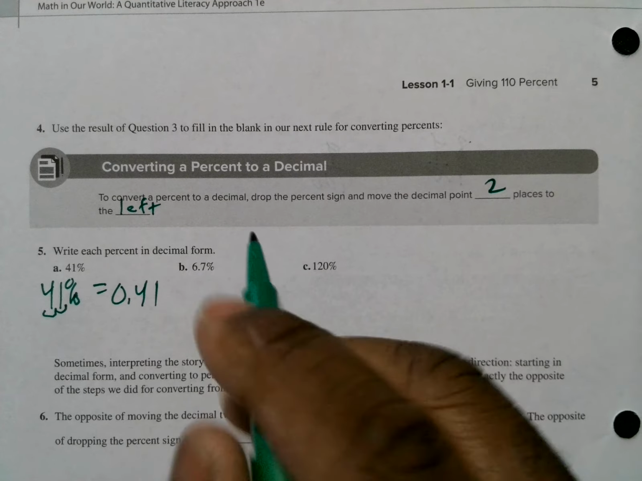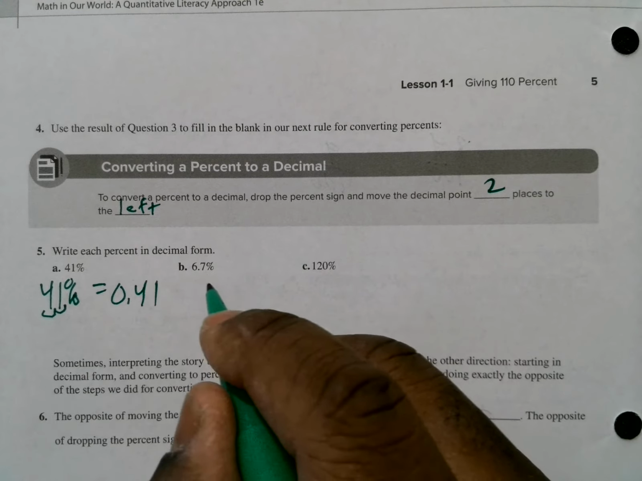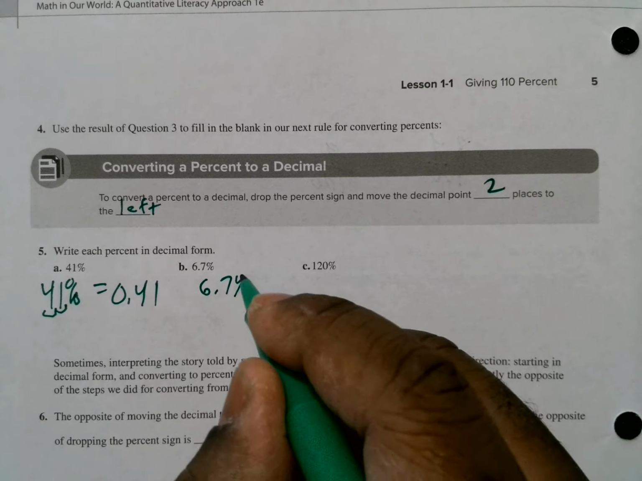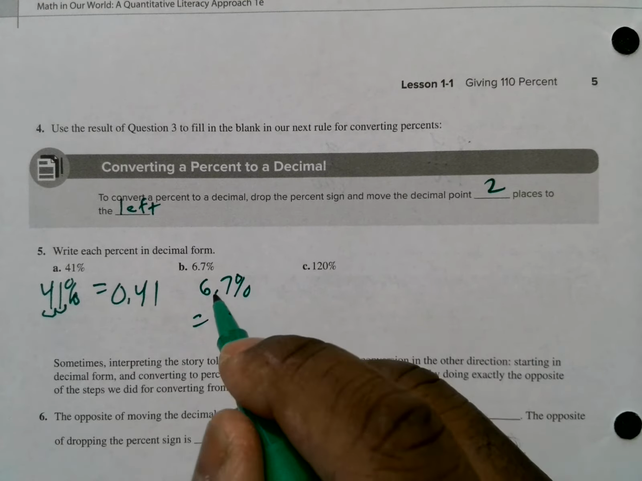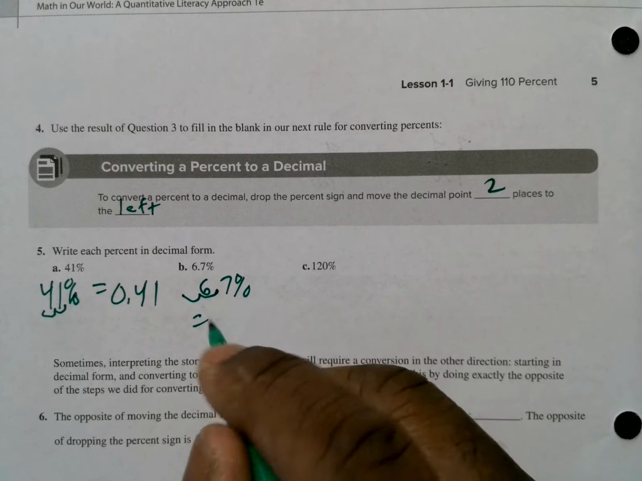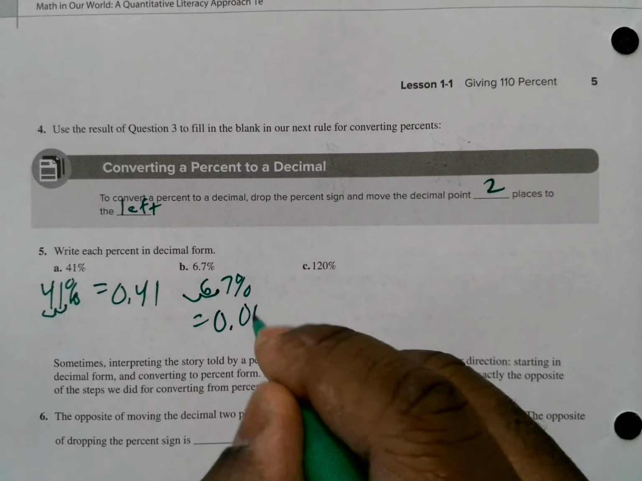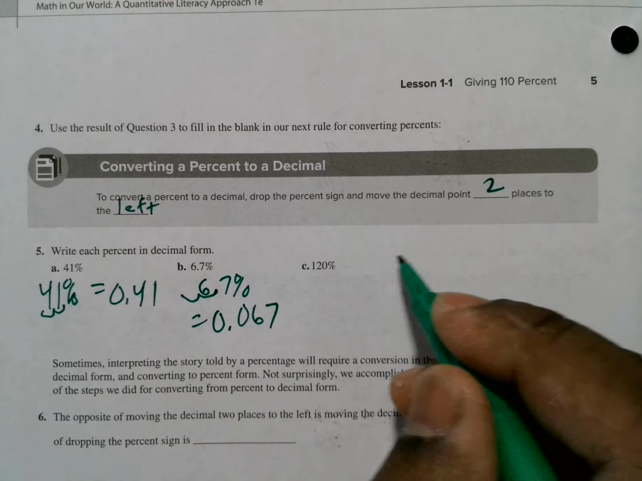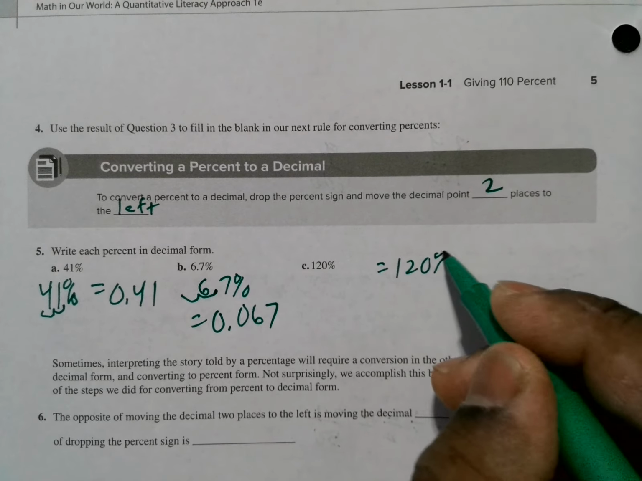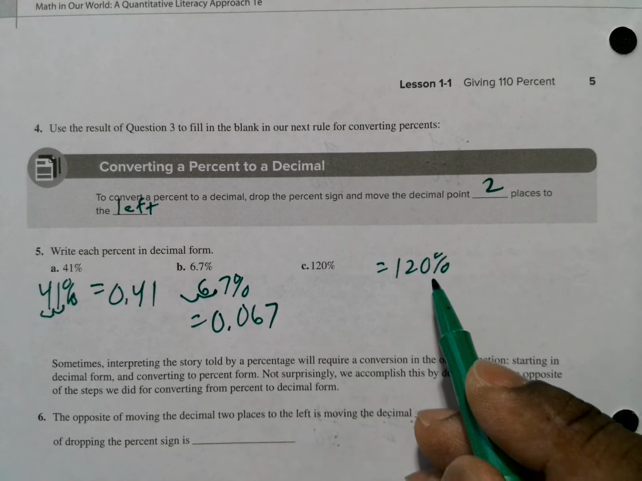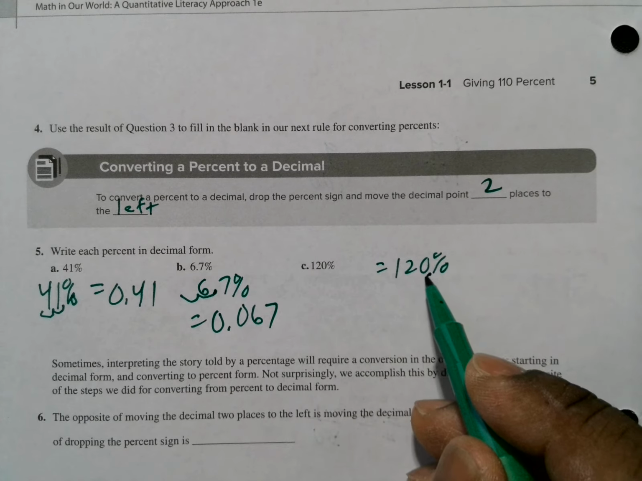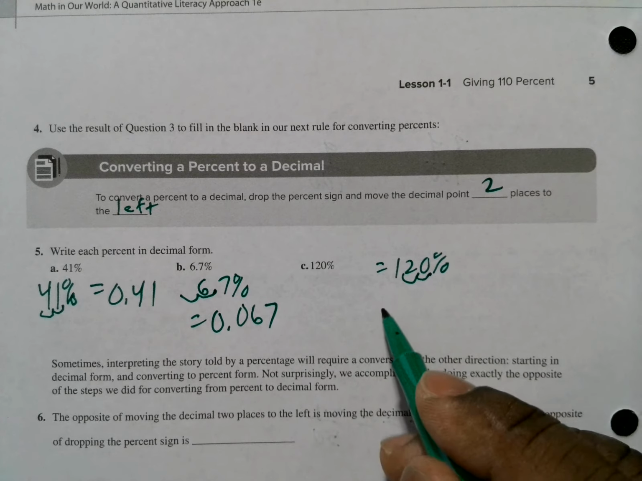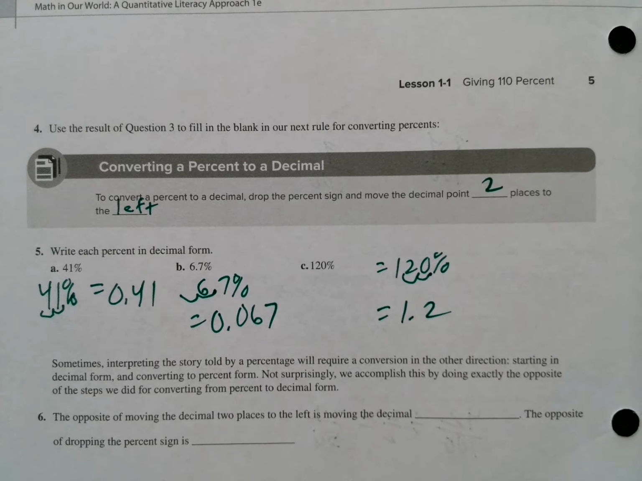Now with the 6.7%, again, we had 6.7%. We would drop this percent and move this decimal 2 places to the left, and it'll give us 0.067. And finally, 120%. We'll drop this percent sign. It's assumed to be a decimal at the end. We'll move this decimal 2 places to the left, and it's 1.20 or 1.2. You don't have to add the 0 at the end.